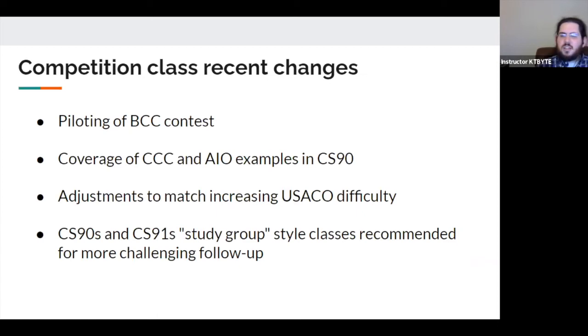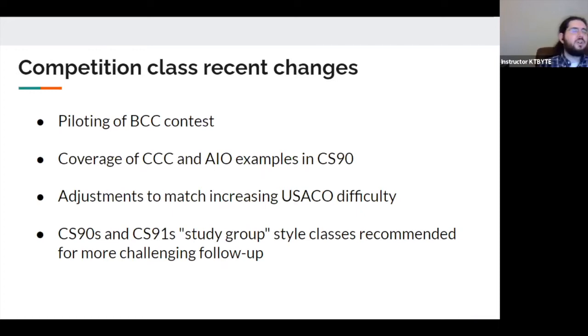So good question, Ken. Let me finish this slide and then I'll go back and clarify that. I may not have said that totally clearly. So I mentioned USACO changes in difficulty. In particular, if you look at bronze and silver divisions between about 4 years ago and now, it's definitely gotten a lot harder. So we're always making adjustments for that.